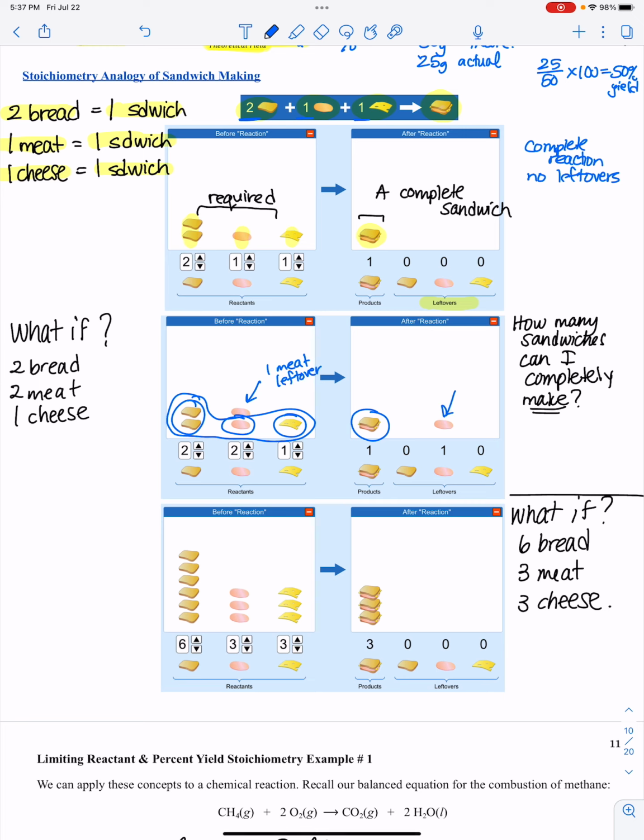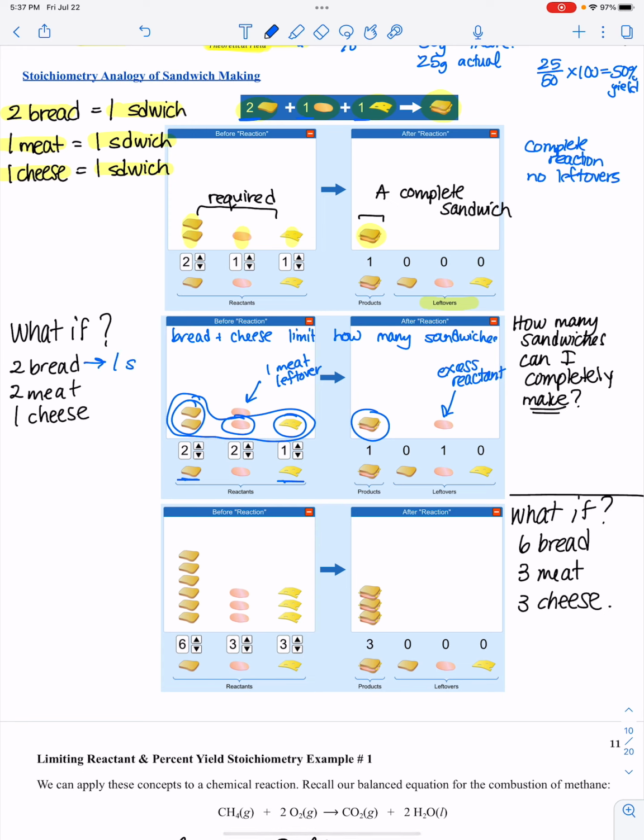We call this leftover meat the excess reactant. It's left over, it's not completely used. It looks like my bread and my cheese here limit how many sandwiches I could make, because they follow that 2:1 ratio, right? I have 2 pieces of bread, 1 cheese, that's good, but I have too much bologna. So I would consider my bread and my cheese as my limiting reactant, right? So bread and cheese would limit how many products I could make.